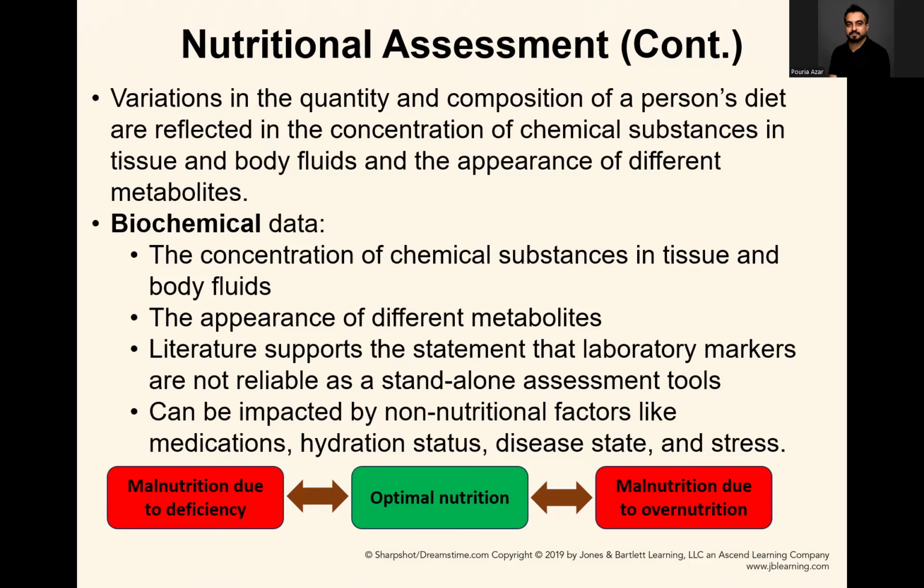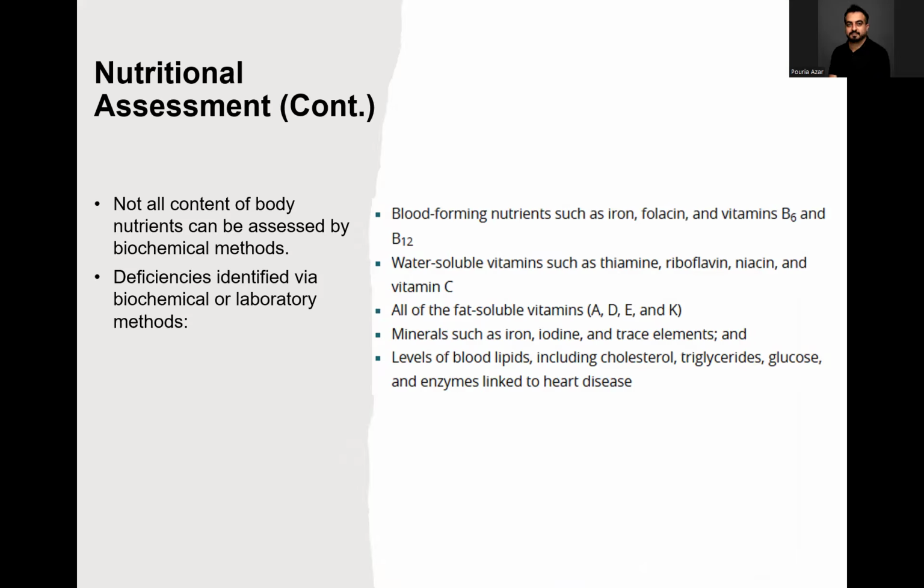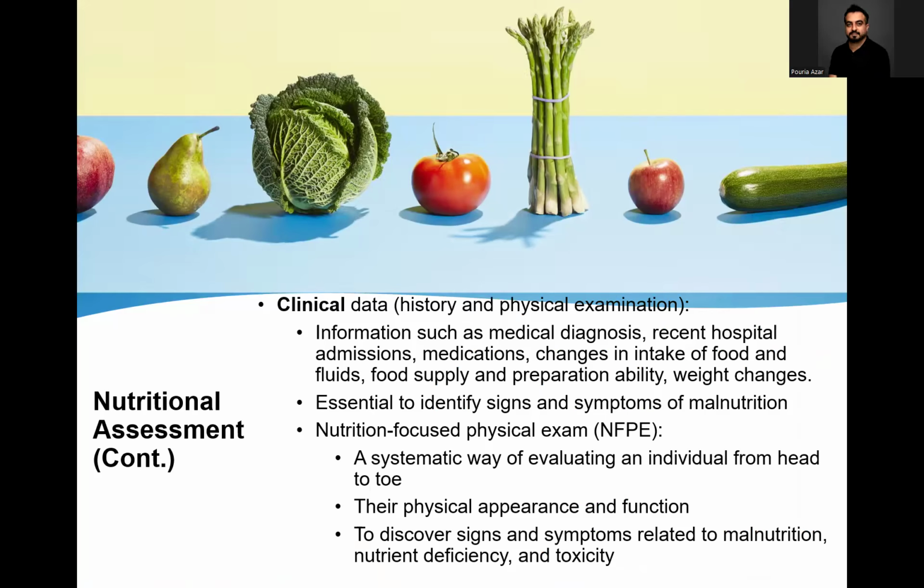So again, these biochemical data are very important and we use them a lot, but we need to take into account other factors when we are interpreting these data. So these are some examples of nutrients that can be measured in the body fluids like blood or urine, and these can be influenced by diet. So we covered anthropometric data and biochemical data. The third dimension is clinical data.